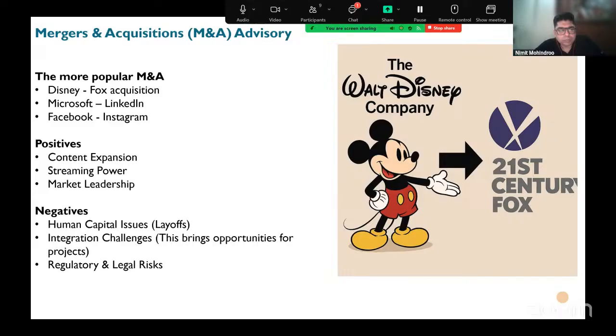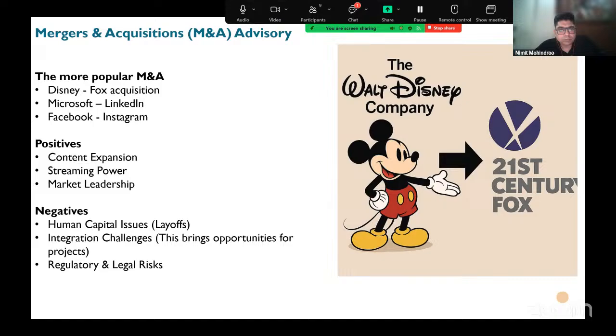So the negatives here will be human capital issues, which mostly will be layoffs. On average, when a merger and acquisition happens, it's been confirmed that almost 7.2% of employees are made redundant. So this is a big issue. Whenever I hear of mergers and acquisitions, my heart goes out to some people because I know that it's going to be negative news over there. Another challenge it brings is integration challenges from one system to the other.